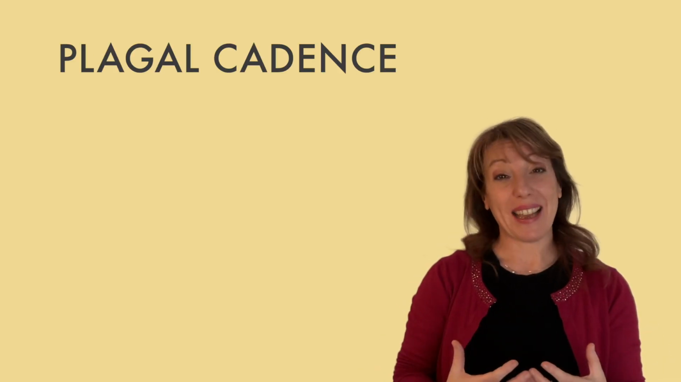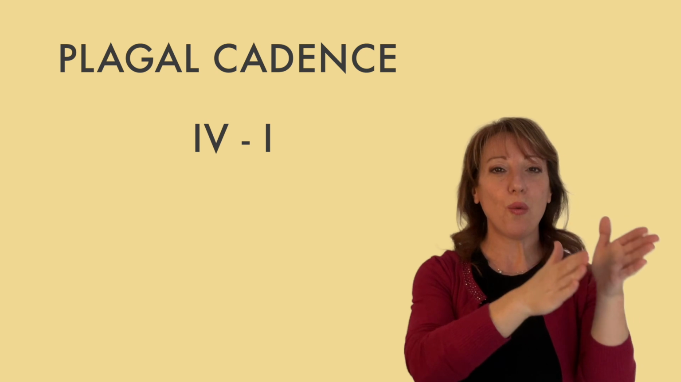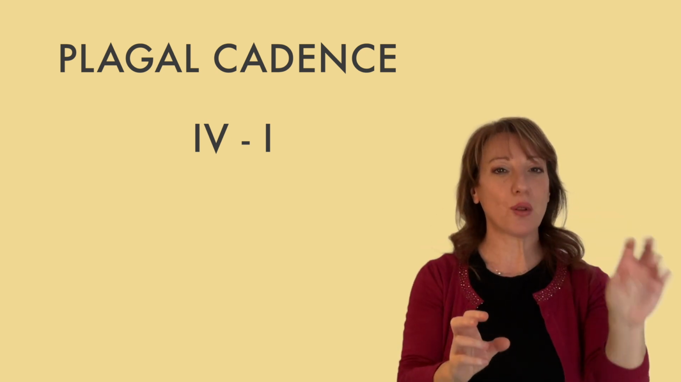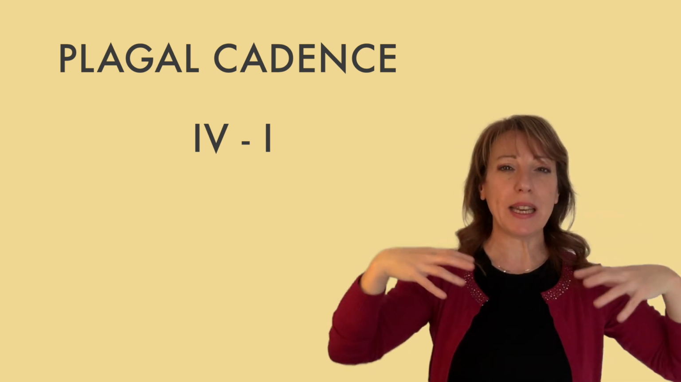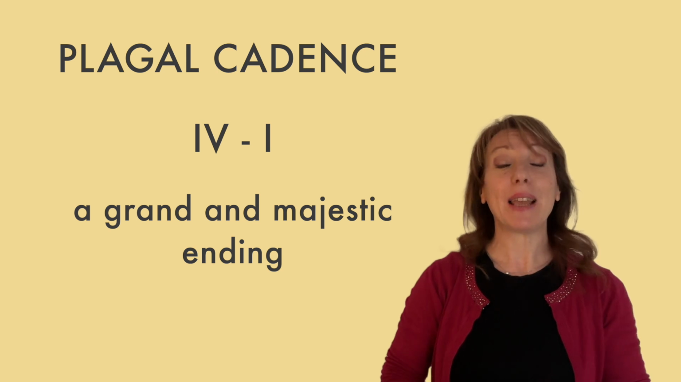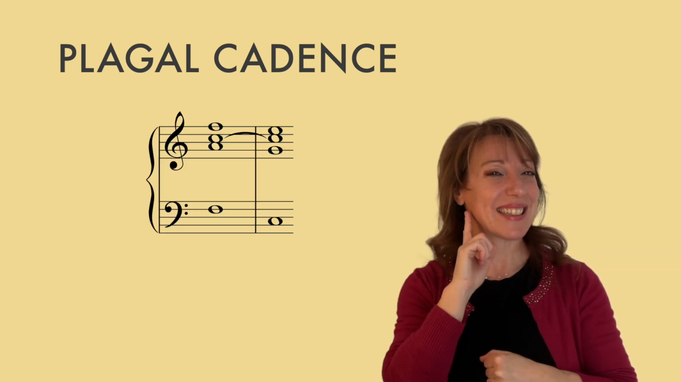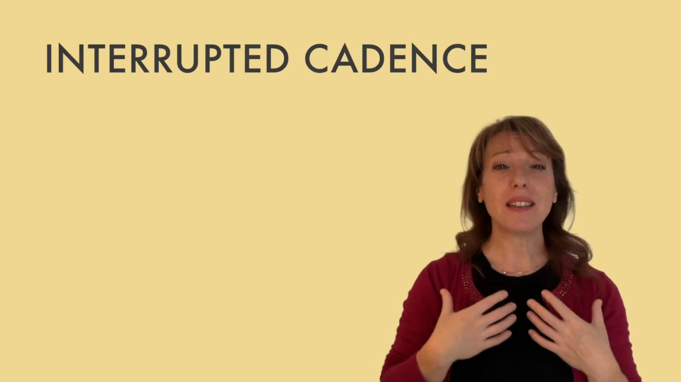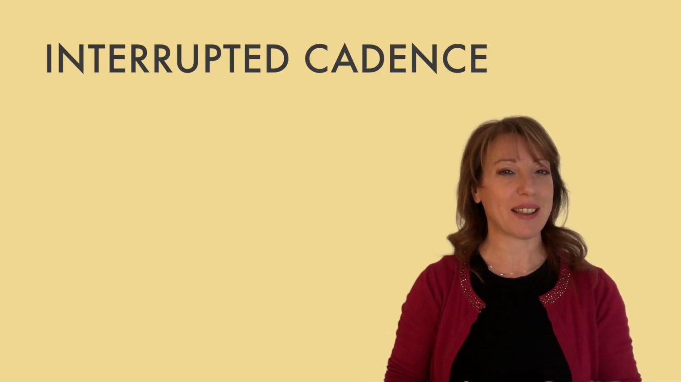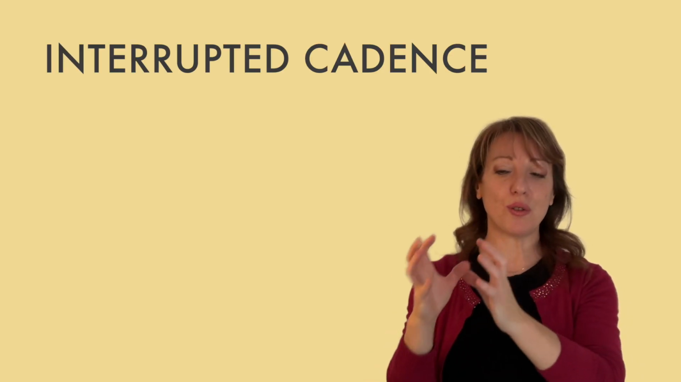The plagal cadence is 4-1, chord 4 followed by chord 1. And it's really grand and majestic. In fact, it was used very much in sacred music. Want to hear it? Then we have the interrupted or deceptive cadence that is made up of chord 5 followed by chord 6.